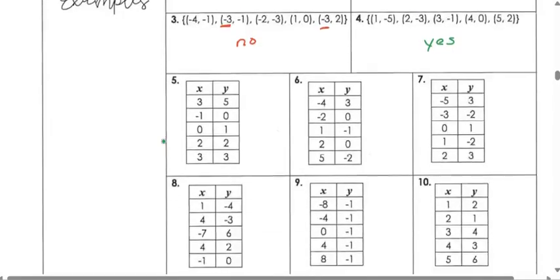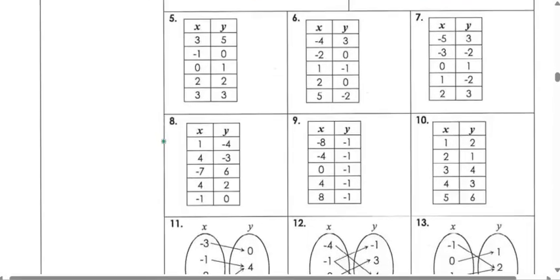Okay, in a table, we're looking at the same thing. Do the x values repeat? So -3, -1, 0, 2, 3, those are all different, so the answer is yes. Okay, here, -4, -2, 1, 2, 5, all different, so yes.